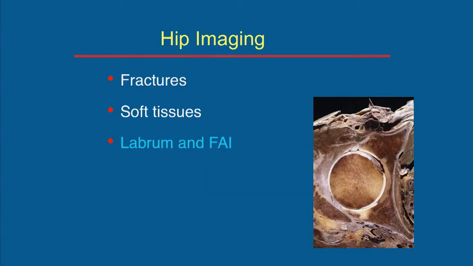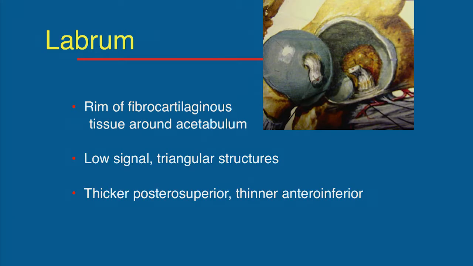And finally, let me just finish up with the labrum and FAI. You'll hear a lot more about this in future lectures. For us as radiologists, we really do need to understand the anatomy in order for us to know both where something is located on the image and what it's supposed to look like.